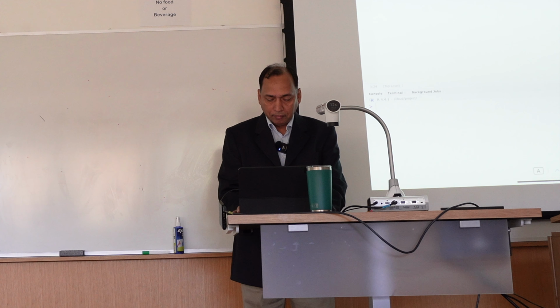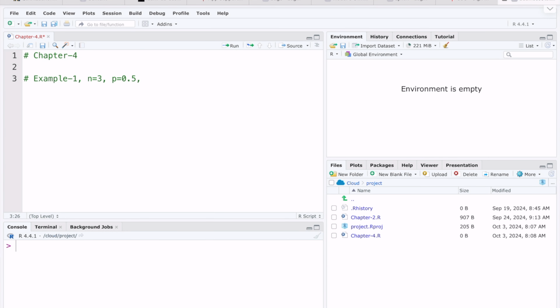For that, let me write down what I'm trying to do. What is the probability that x is equal to 2? This is what I'm trying to calculate. With the hash symbol, I'm just writing a comment. It's not an instruction for R to do any calculation. This is only for information.